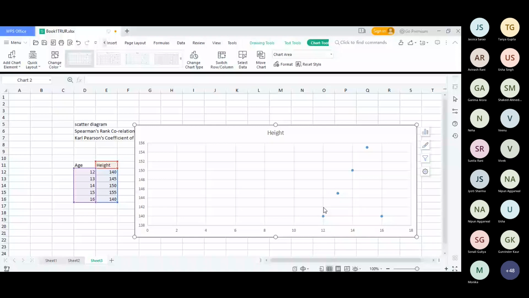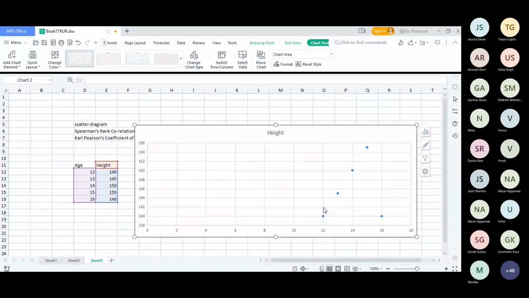Suppose the rank correlation value or the Karl Pearson coefficient of correlation comes out to be 0.7. We can say that it is a high positive correlation, because 0.7 is positive and is towards 1. It can take a maximum value of 1, so 0.7 is closer to 1. So we can say that it is a high positive correlation.